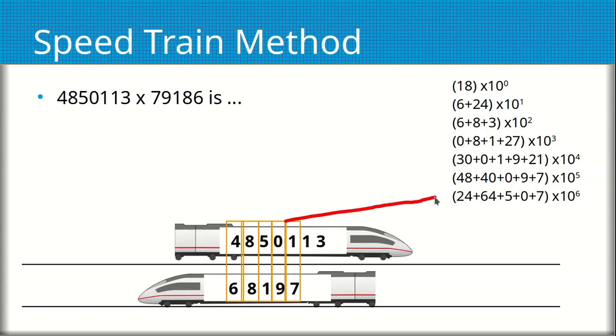Here, another movement of the train lines up the next group of numbers. 4 times 6, 24. 8 times 8, 64. 5 times 1, 5. 0 times 9, 0. 1 times 7, 7. And we add that to our 10 to the 6.